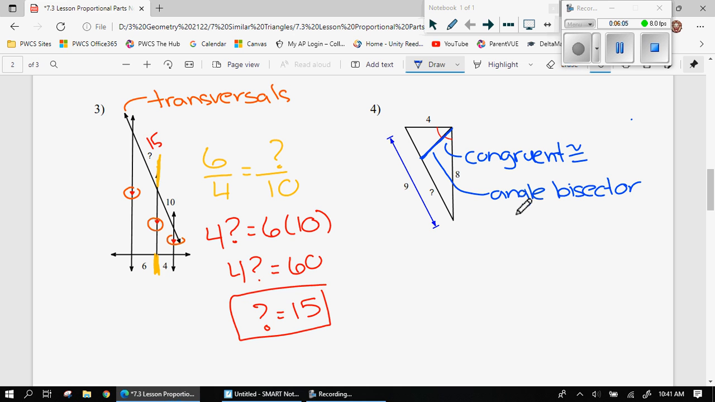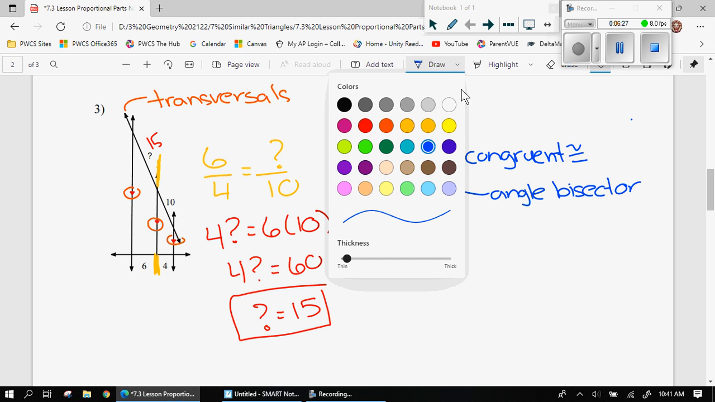A bisector is something that cuts something in half into two equal parts. So an angle bisector cuts an angle into two equal angles. So this original angle of the triangle is being cut into two equal angles. We know they're equal because of these marks. So this is called an angle bisector. And again, we get these proportional parts.